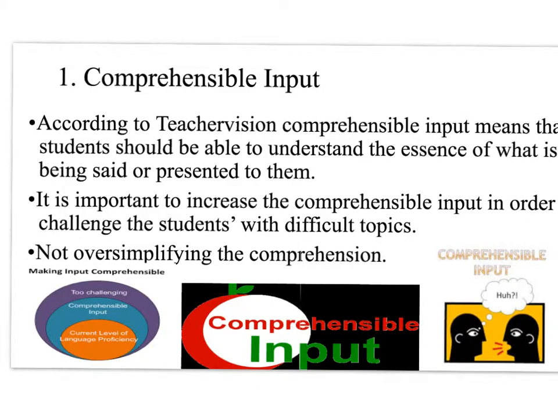The first best practice I want to talk about is comprehensible input. According to Teacher Vision, comprehensible input means that students should be able to understand the essence of what is being said or presented to them. It is important to increase the comprehensible input in order to challenge the students with difficult topics. It is important that we do not oversimplify the comprehension for the students. It's better for them to get harder work than to be dumbed down.